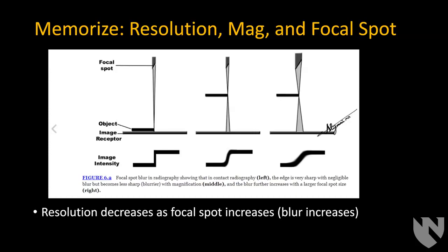So these are things to know for your test: how your resolution and magnification are affected by moving your object and your source and your detector, and also understanding how focal spot affects your resolution or the blurriness. If you have your object right on the detector, you will have high resolution, less blurring, but no magnification. If you move the object closer to the source and farther from the detector, you'll have magnification, but you'll have more blurring. And if you increase the size of your focal spot, you'll also have increased blurring.